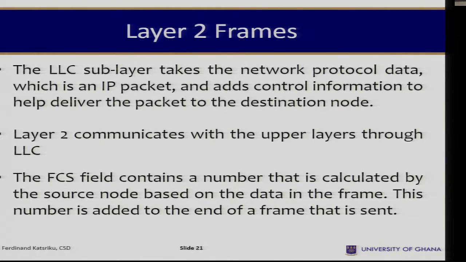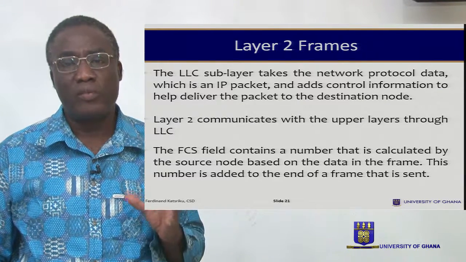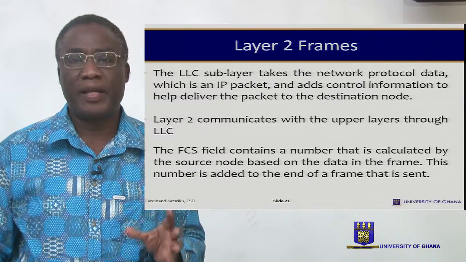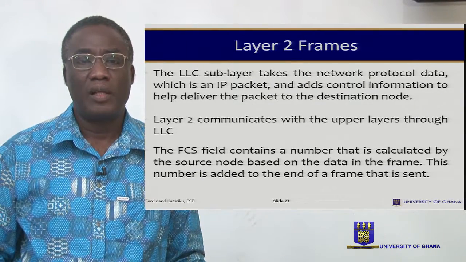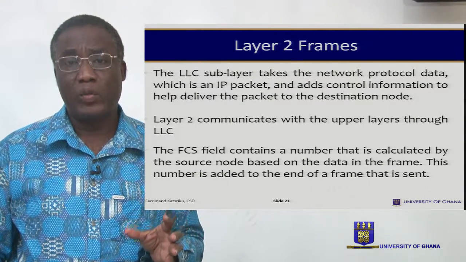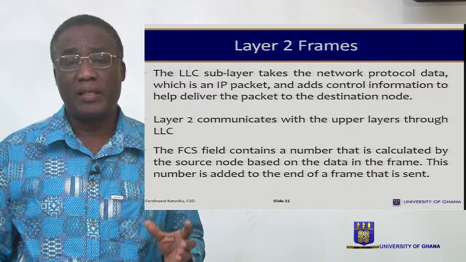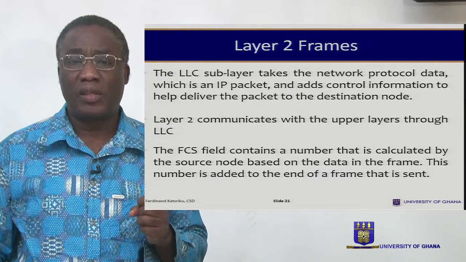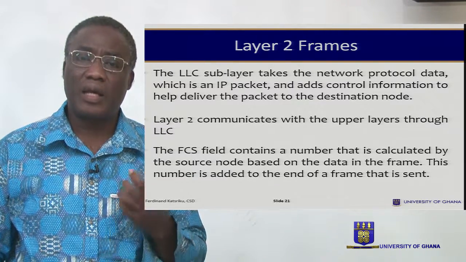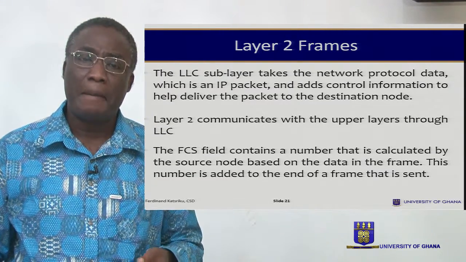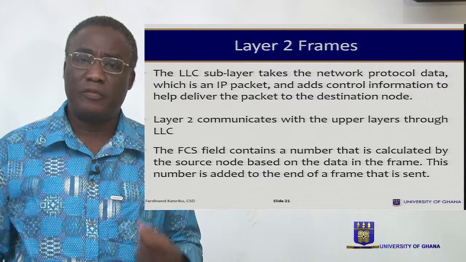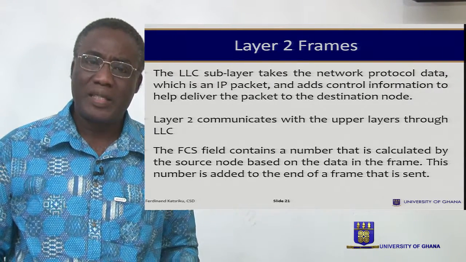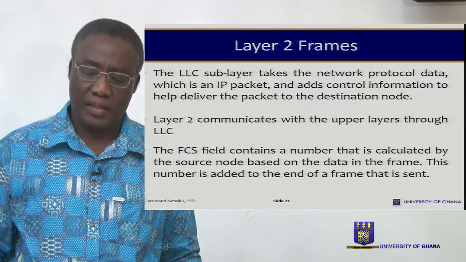The LLC sublayer takes the network protocol data, which is an IP packet, and adds control information to help deliver the packet to the destination node. Layer 2 would communicate with upper layers through the LLC. The FCS field contains a number that is calculated by the source node based on the data in the frame. This number is added to the end of the frame that is sent.